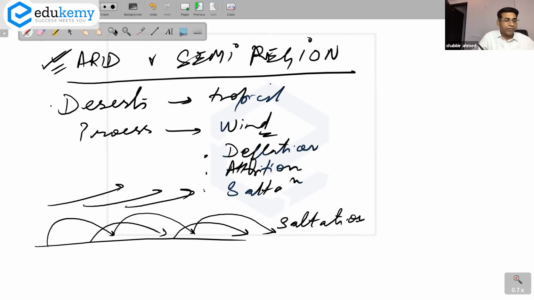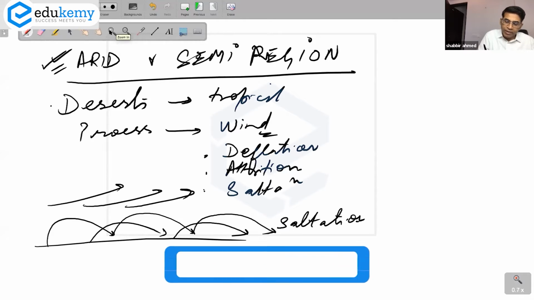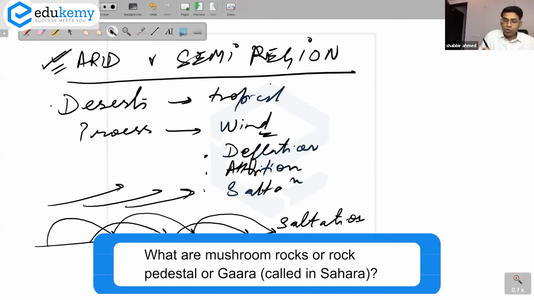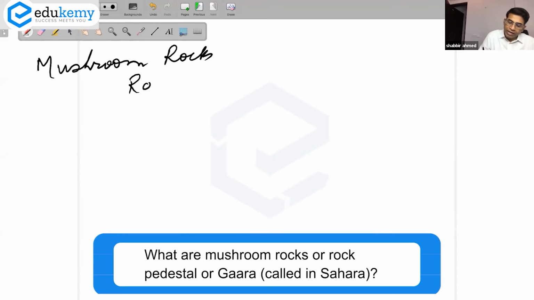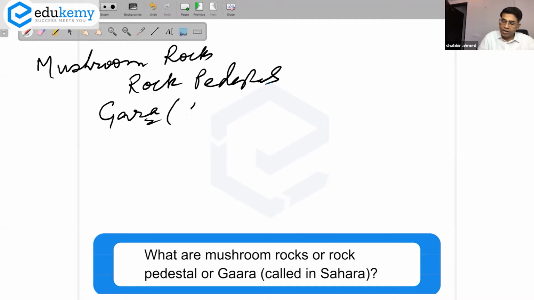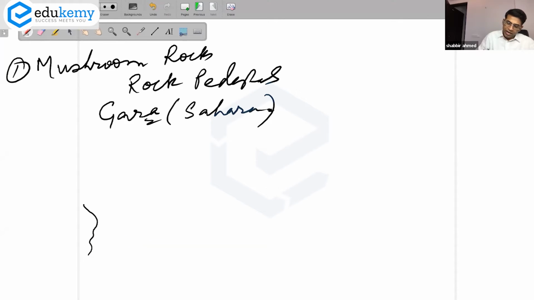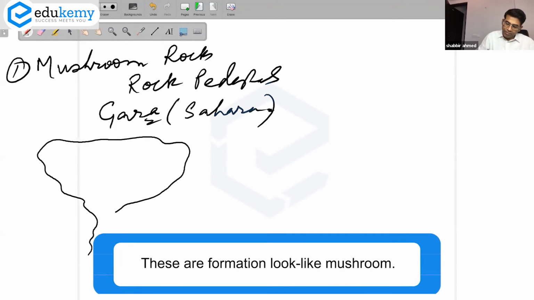Now, one of the features that you can look up is what are mushroom rocks. They're also called rock pedestals, the big large ones. Sometimes they're also called gara, the name used in the Sahara Desert. So what are these? They essentially are formations that look like a mushroom. These are rocks, with narrow rock stems. And how are they formed?